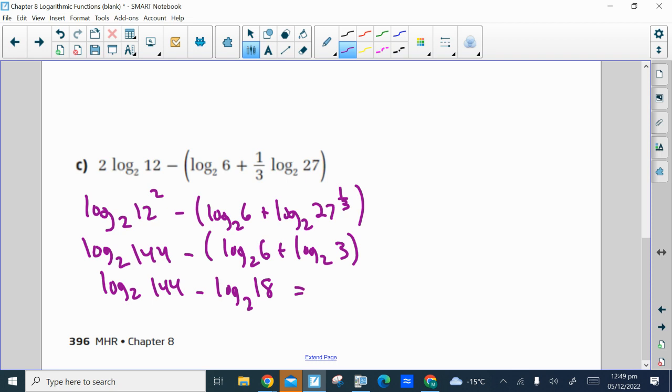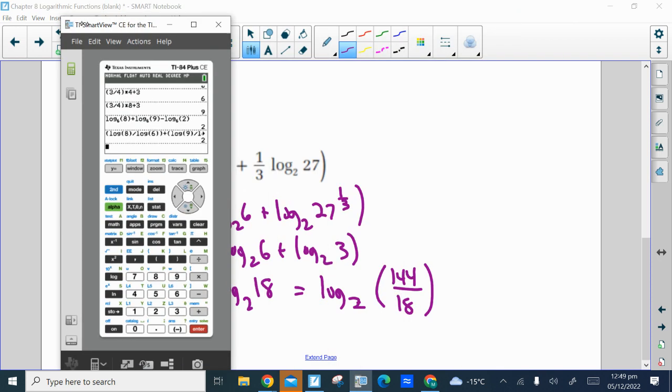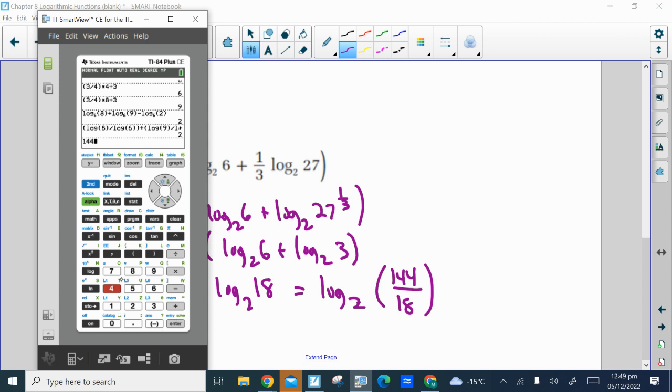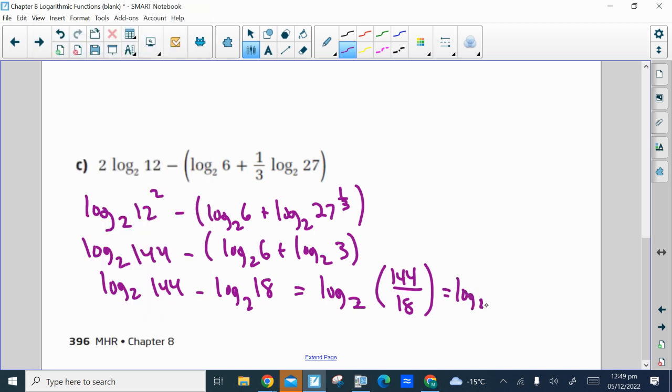So again, I haven't even had to touch my calculator yet. And now, because I'm subtracting two logs with the same base, I can use the quotient law to combine them into a single log. It'll be log base 2 of 144 over 18. So now I might need the calculator to do that part. And you get 8 as the answer. And log base 2 of 8 is 3. That's asking 2 to what power is 8.